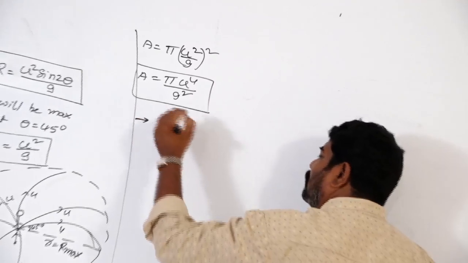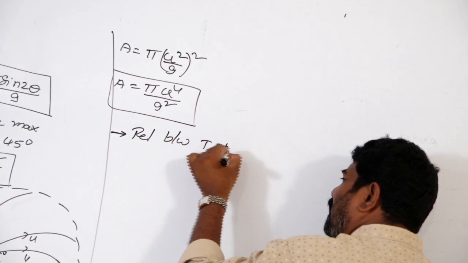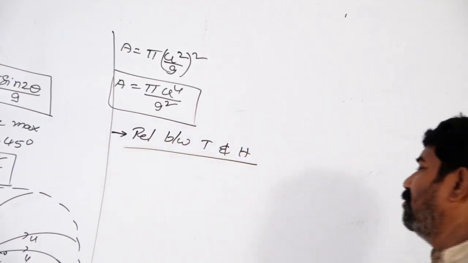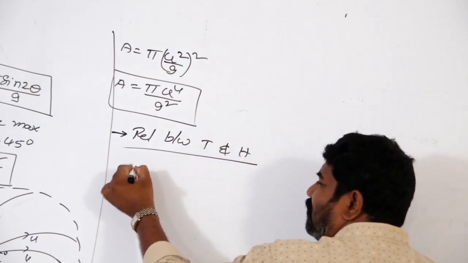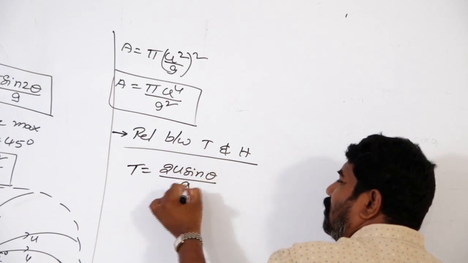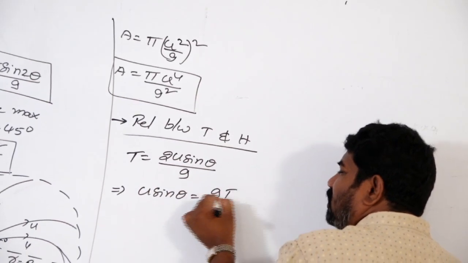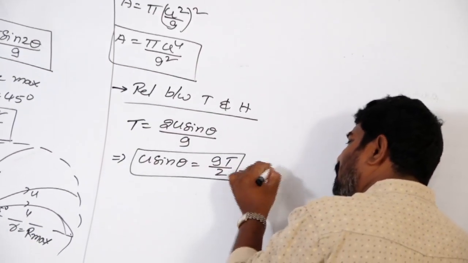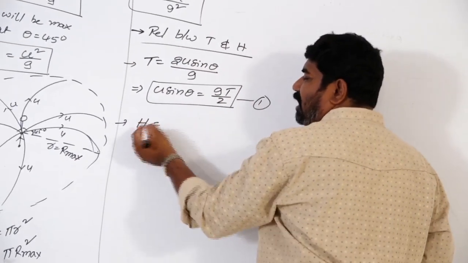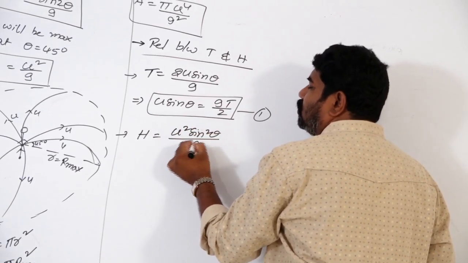Now, what is the relation between time of flight and maximum height? Time of flight = 2u sin θ by g. That implies u sin θ = gt by 2. This is equation number 1. Next, what is the formula for the maximum height? H = u² sin² θ by 2g.